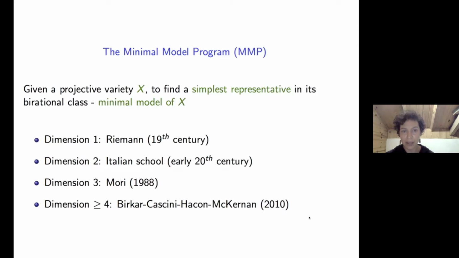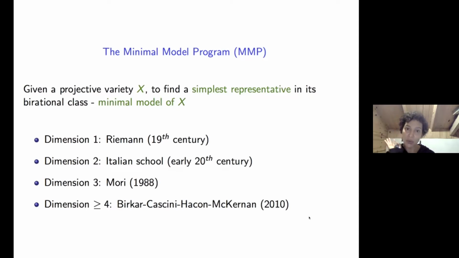Before I move on, let me just say one thing that is going to come up later. When I say a simplest representative, I really put an "a" because there is not in general a unique simplest representative. So usually we have to allow for non-uniqueness. When you run the minimal model program to get a minimal model, you have to make choices at each step, and by making different choices, you may get to different simplest representatives.